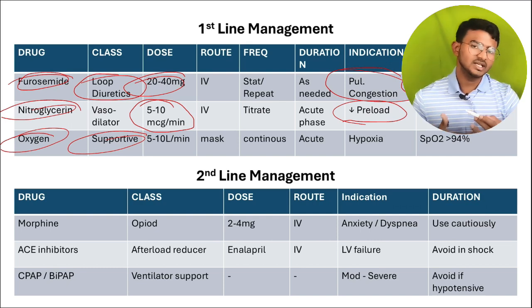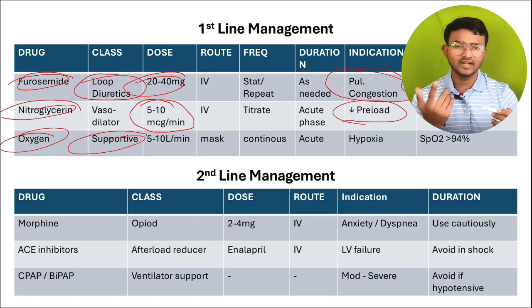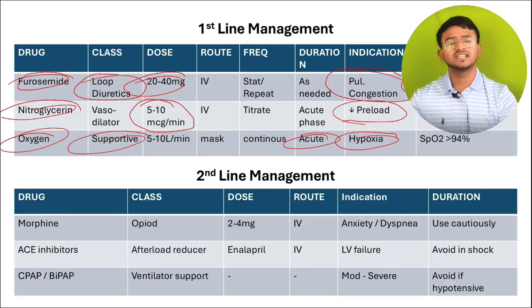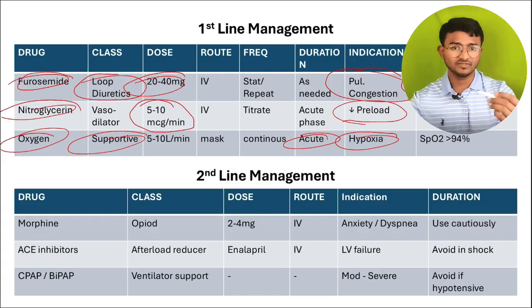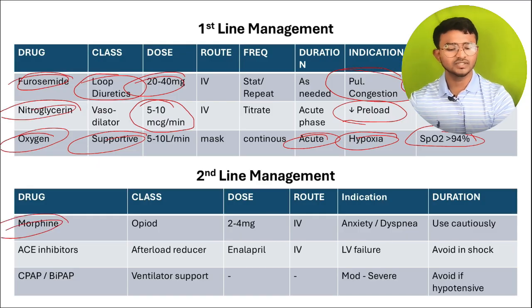You can use a mask, and based on the patient's condition we can use nasal cannula prongs. In acute hypoxia, we have to focus on getting the patient's saturation to more than 94%. In second line management, we can give morphine to reduce the anxiety and the difficulty in breathing.